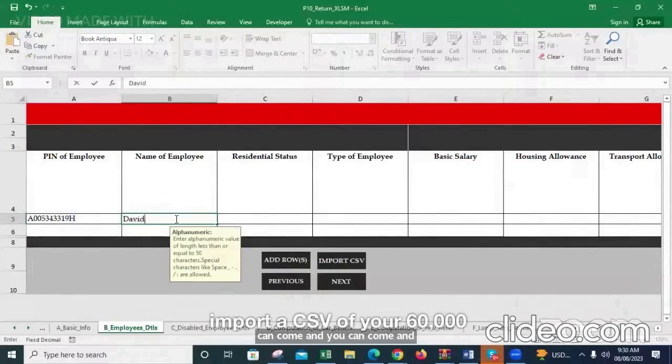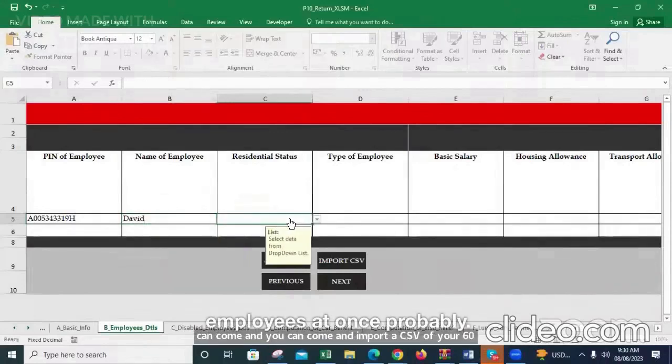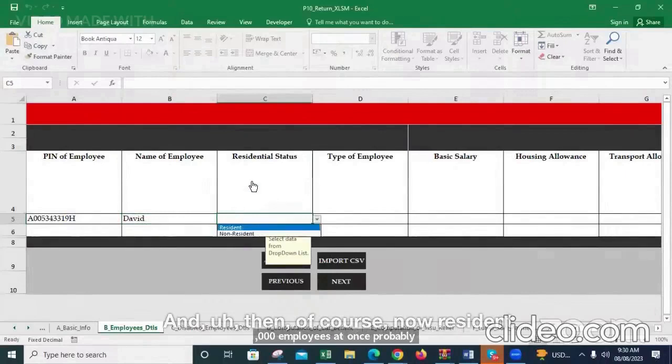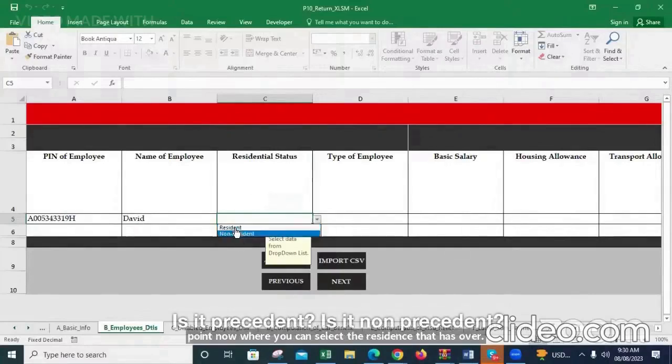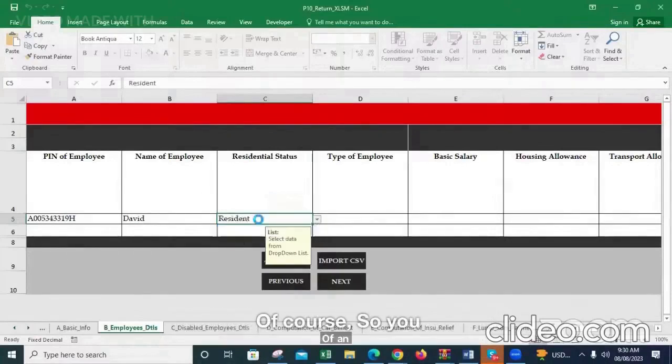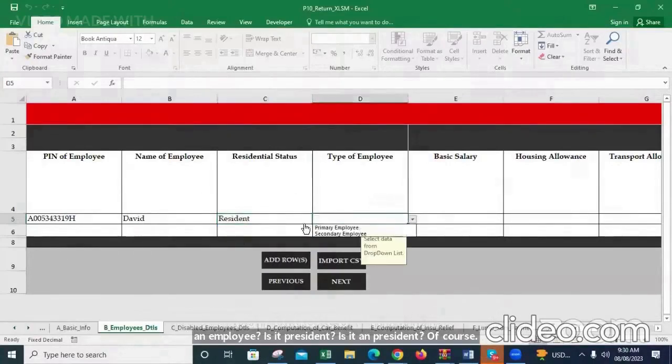but this is a bit where you can import a CSV of your 60,000 employees at once, probably. And then of course now resident status, we are at that point where you can select the resident status of an employee. Is it resident, is it non-resident? Then we have either primary or secondary. Of course, all these are for things like NITA levy.